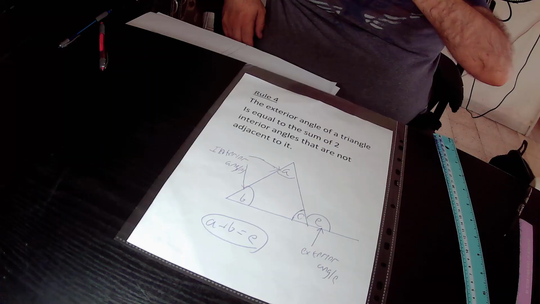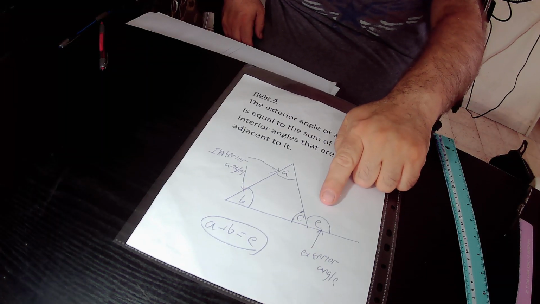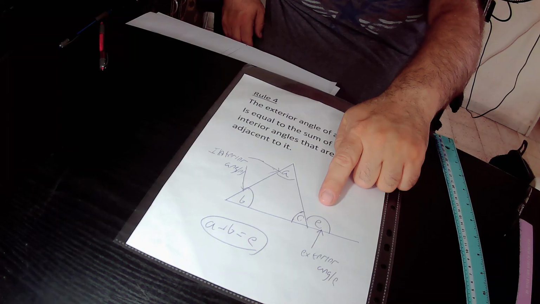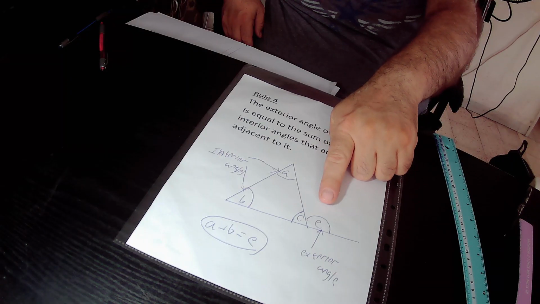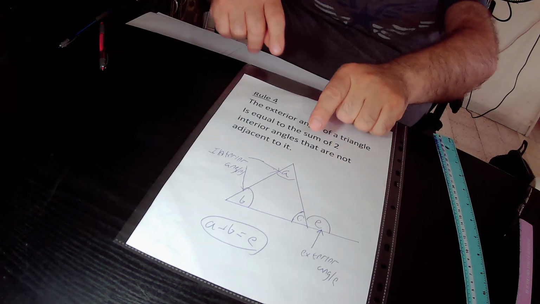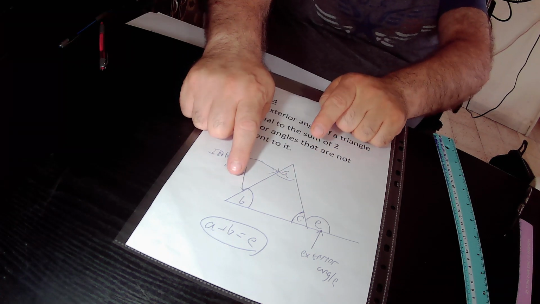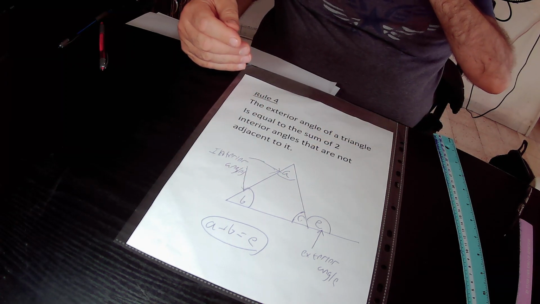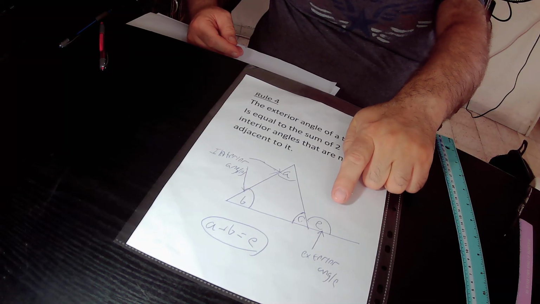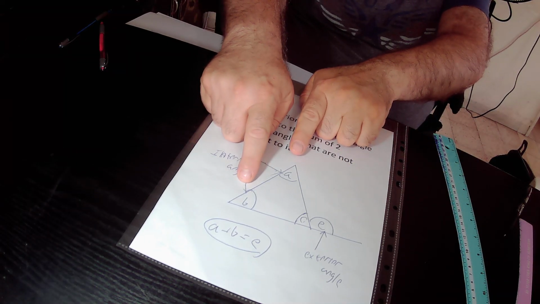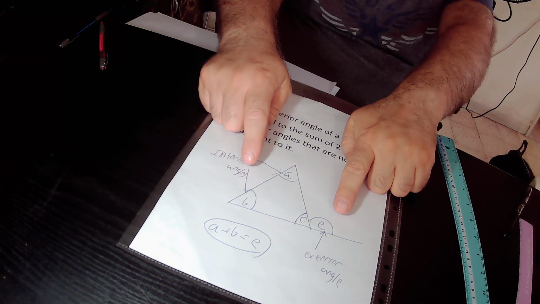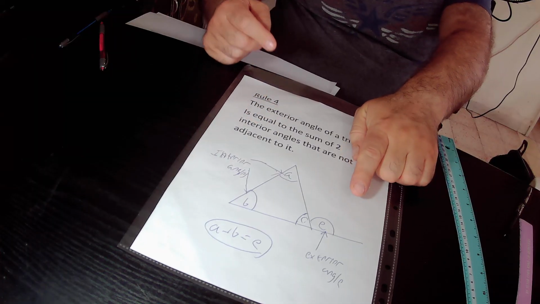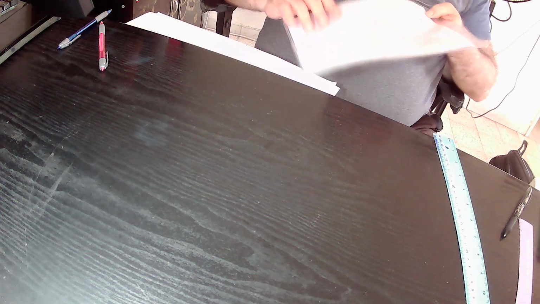And according to this rule 4, the size of this exterior angle E equals the sum of the two interior angles that are not adjacent to it. This is angle C. Angle C is adjacent to angle E. And the two other angles that are not adjacent to angle E are A and B. According to rule 4, the size of angle E is equal to A plus B. Again, E equals A plus B, and A plus B is the sum of the two angles that are not adjacent to angle E. So we can implement rule 4 in our drawing.